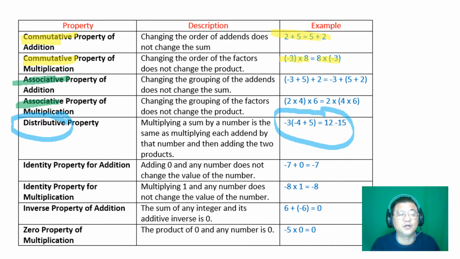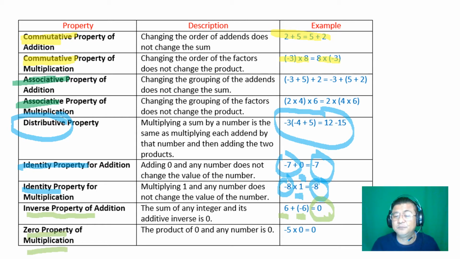Identity property of addition, the answer is always the same. Just add a zero. Identity property of multiplication, the answer is always the same. Just multiply by 1. Okay, look at these examples. And what else? Inverse property of addition, add the opposite and you'll get a 0. What else? Zero property of multiplication, multiply any number by 0, it's always a 0. Remember all these properties because they will make our expressions easier to understand.